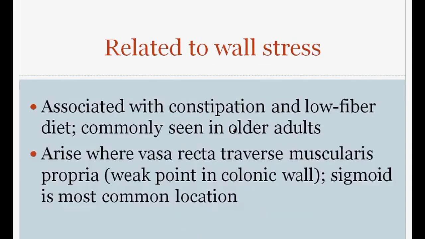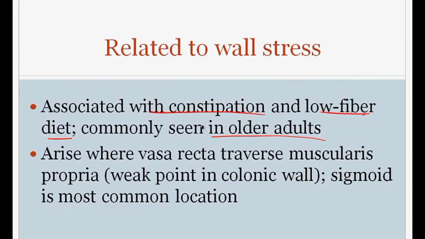Now, the reason why patients get these is because it's related to wall stress. Anything that's going to increase wall stress is going to increase the risk of pushing the submucosa and the mucosa through the muscularis propria. So it's associated with constipation, a low-fiber diet, which again, both of these would result in straining, commonly seen in older adults. The more tension on the wall over time, the increased risk of developing colonic diverticula.